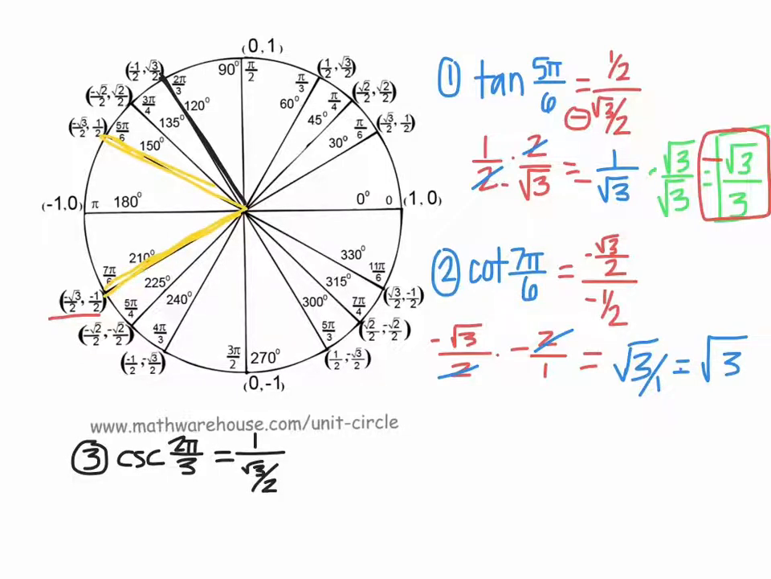You could actually skip this step if you want to. I just wanted to show that 1 over sine is the same thing as just reciprocating the sine fraction. So I have 2 over the square root of 3. That's technically the answer, but I need to rationalize it again. So I'm going to multiply by the square root of 3 on the top and bottom. And there it is. That's the cosecant of 2 pi over 3.